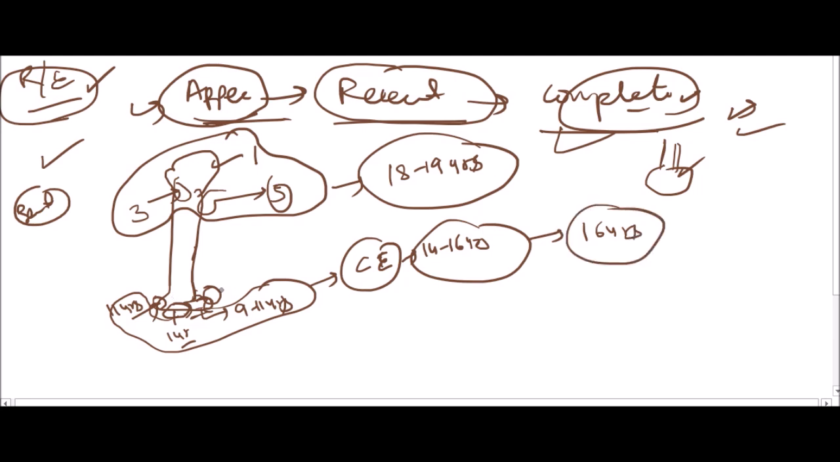Now the center for medial epicondyle appears at the age of 6 to 7 years, and it unites with the lower end of humerus at the age of 16 years. So complete elbow joint forms at the age of 16 years.